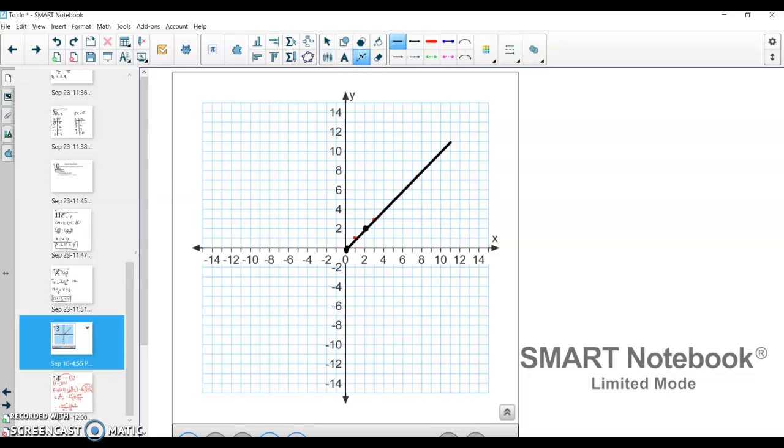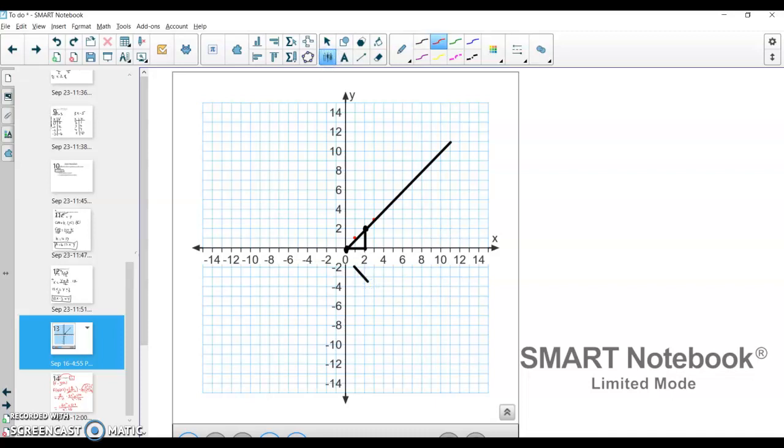Alright, here is just a quick explanation of how we find slope. Okay, so you can see I have 2 points on my line, this point and this point, and I'm just going to connect those 2 points going to the right and then up. So if I grab a line, I go to the right 2, and then I go up 2, and I get to my point.